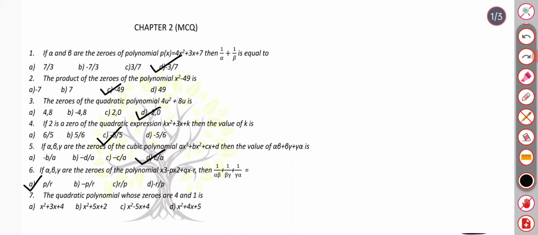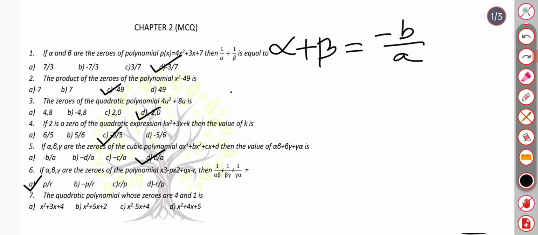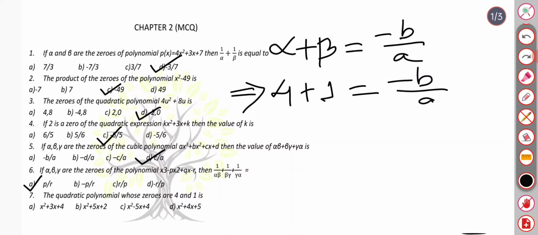Okay, let's move to question number 7. The quadratic polynomial whose zeros are 4 and 1 is. So the quadratic polynomial whose zeros are 4 and 1. So हम लोग को दो zeros है 4 and 1. तो obviously we can find. We can use the formula alpha plus beta equal to minus b by a. So alpha plus beta, will take 4 as alpha and beta as 1. So minus b by a.